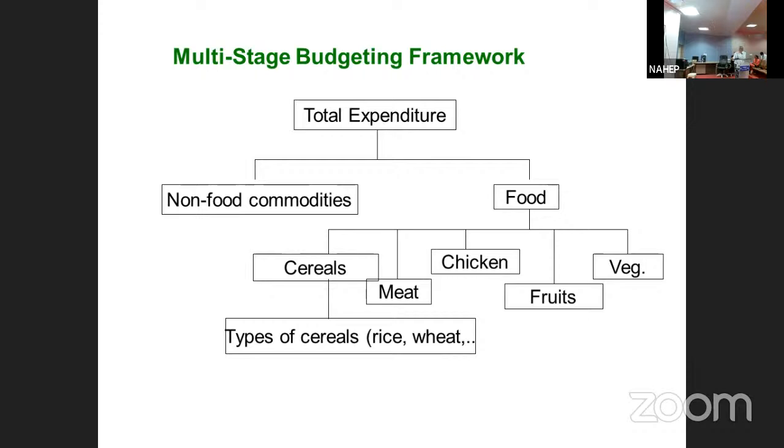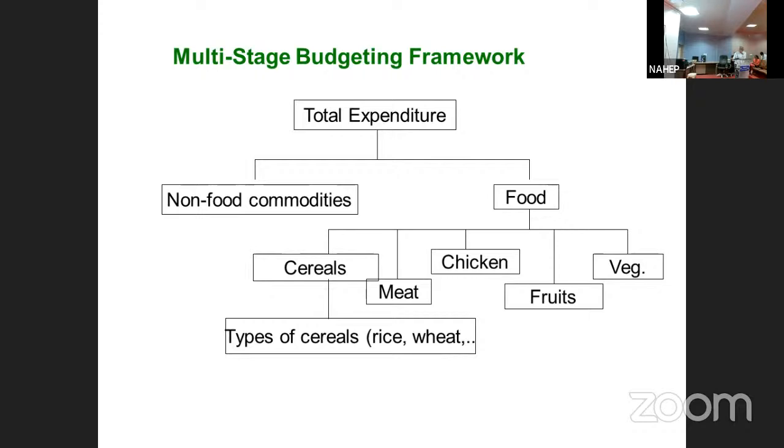if you are poor, you buy rice and wheat from ration shops. And if you are rich, you buy a better Madhya Pradesh wheat and better wheat. If you are still richer, then you like to buy basmati rice or you buy coarse rice. So that way you decide the cereal expenditure and then you allocate out of that.